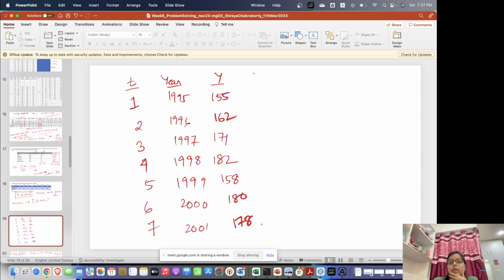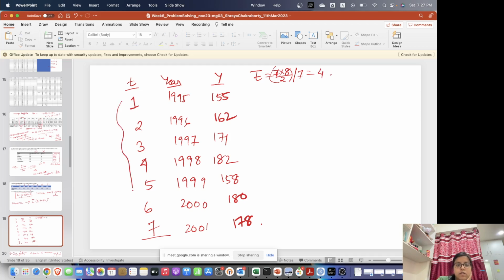So now we are going to get t bar. T bar is how much? 1 plus 2 plus 3 plus 4 plus 5 plus 6 plus 7 by 7. So t bar will be 7 into 8 by 2 divided by 7. That is 4.